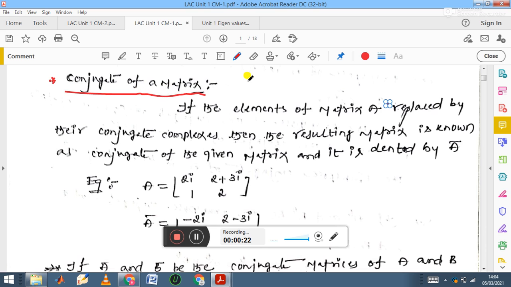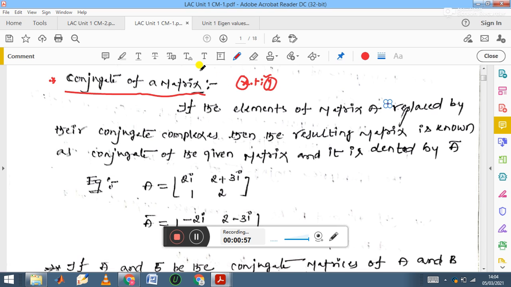Usually the complex number is denoted by x plus i into y, where x and y are real numbers and i represents the imaginary number. If the expression is in the form x plus iy or a plus ib, then it is said to be a complex number. Whatever matrices we saw in the previous video are all related to real matrices.